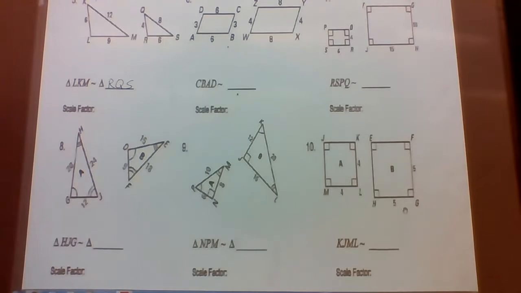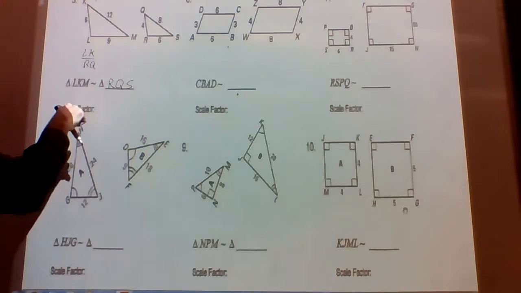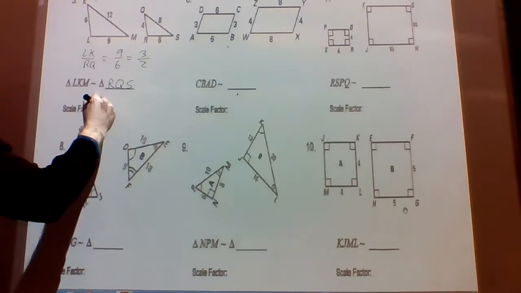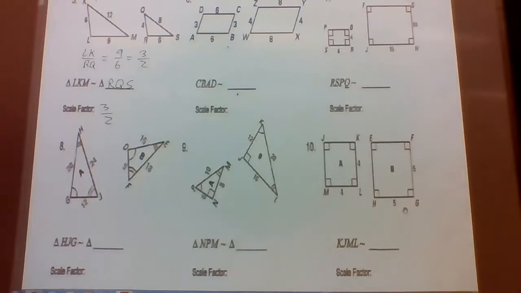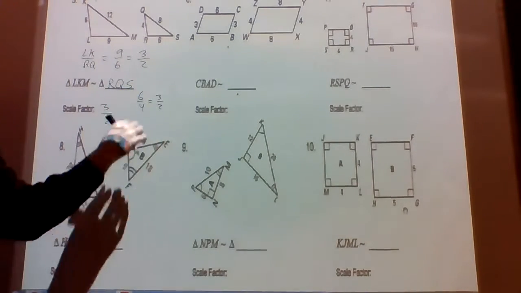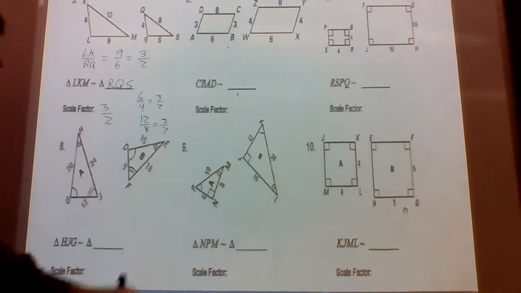Scale factor. It doesn't matter which corresponding pair we pick. We want to find the ratio between a set of corresponding sides. Okay, so let's just do LK and RQ, which is going to give us 9 over 6, which is going to give us 3 halves. So our scale factor is 3 halves. We could have also done 6 over 4, which reduces to 3 halves. We could have also done 12 over 8, which reduces to 3 halves.